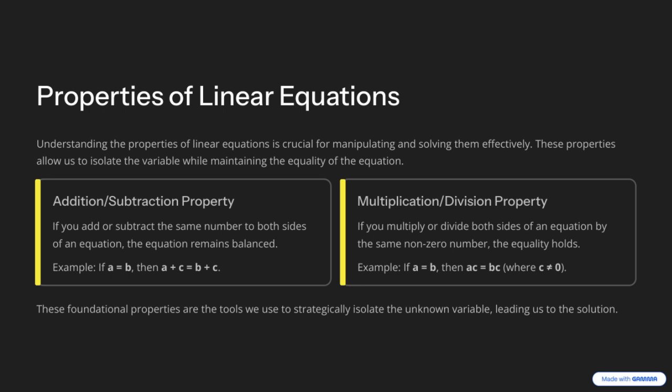Similarly, the addition and subtraction properties tell us that if we add or subtract the same number to both sides, the equation remains balanced. For instance, if a equals b, then adding c to both sides results in a plus c equals b plus c. Understanding these properties of linear equations is crucial because they allow us to manipulate and solve equations effectively. They help us isolate the variable while keeping the equation balanced, which is key to finding the solution. So, mastering these properties gives us the confidence to approach linear equations systematically and successfully.